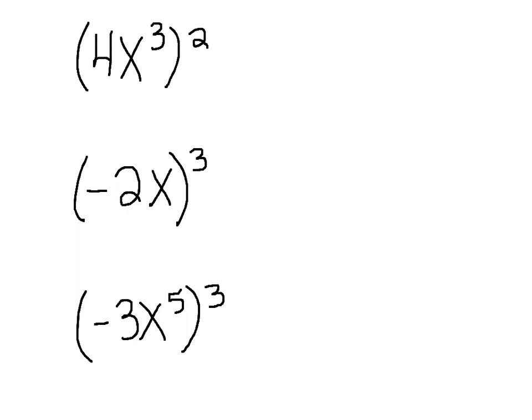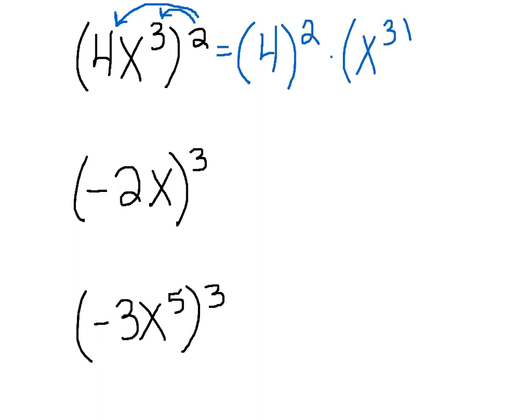We're going to take this exponent of 2 and distribute it to each term on the inside of the parentheses. So I'm going to have 4 to the second power times x cubed to the second power. When I simplify this, we have 4 squared, which is 16, x to the third to the second power. We're going to keep the base x, multiply the exponents, and we have 16x to the 6th.